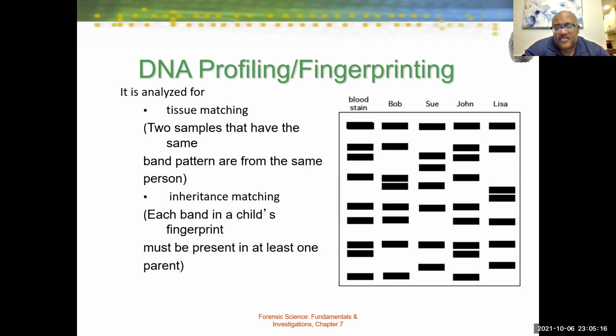So for example, this is the strand, these are all the bands that came up for a blood stain, and the bands have to match. Or at least one of them, and kids have to have one matching band with the parent to be considered conclusively, okay, this is your kid. We'll talk more about that.